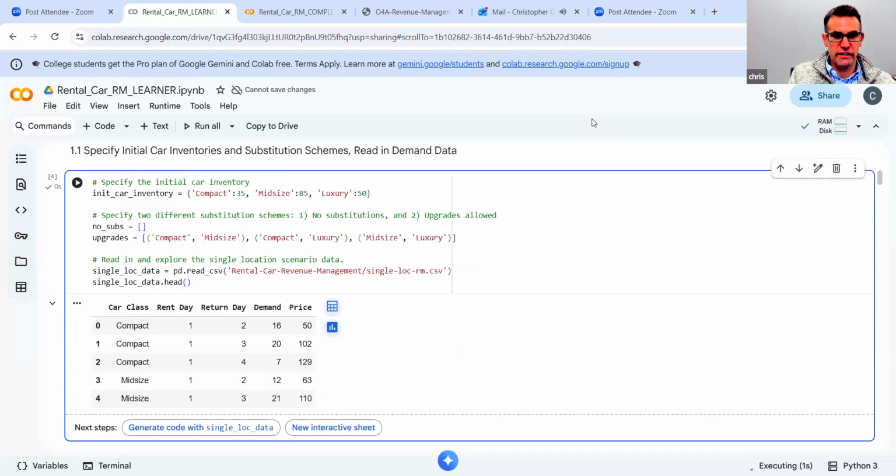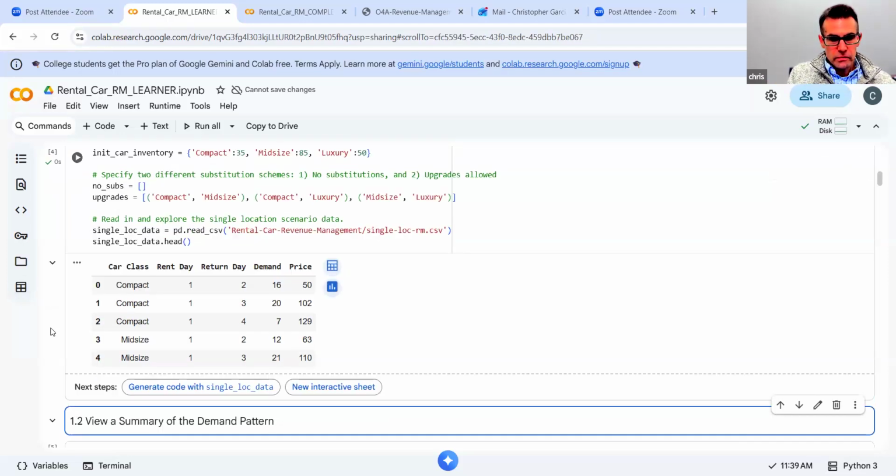But if we look at the first scenario here, when we read in the data set, this is what we see. Again, this looks just like what we saw in the slides. This is how we specify our initial car inventory. I'm going to be using dictionaries. And then I have two different types of substitution schemes. One where I have no substitutions, and then one where I have upgrades. So for instance, compact can be upgraded to a midsize, and compact can be upgraded to a luxury, and midsize can be upgraded to a luxury here. So this is the data that we're going to be working with in the initial scenario.